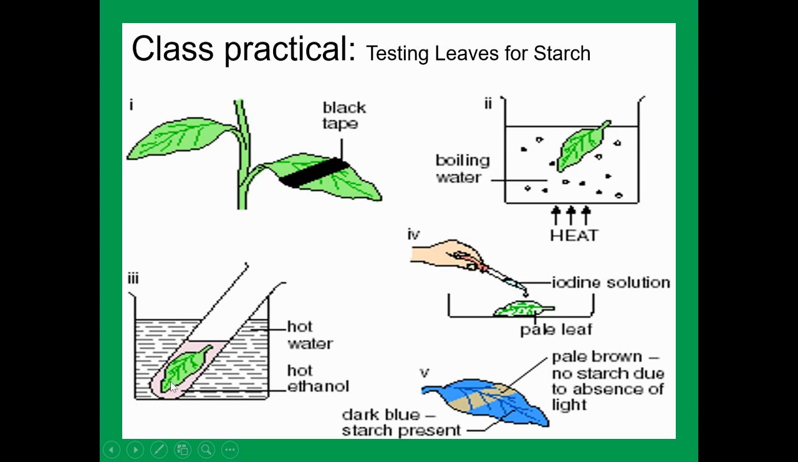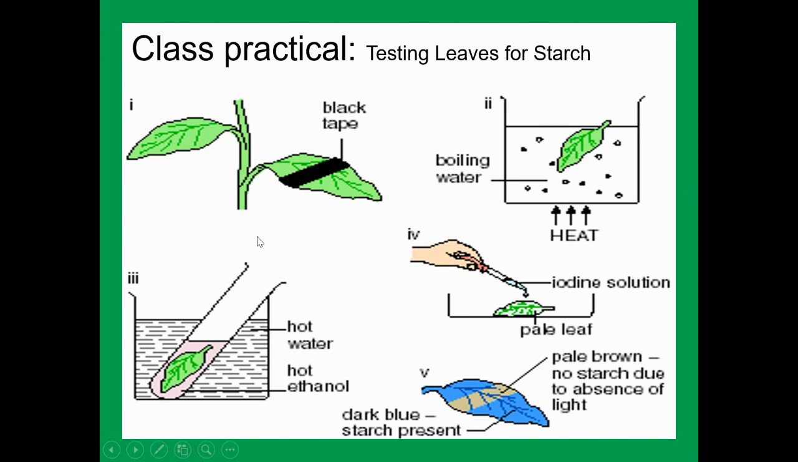Next, you have to boil it in ethanol, or at least put it in hot ethanol. Now, some of you will know ethanol is a type of alcohol, and what it does is it removes the chlorophyll from the leaf. Chlorophyll gives leaves their green color, so once you've put it in hot ethanol, it changes the color of the leaf and makes it go really pale. This is really useful because the test that we're doing is a color change, and it will allow us to see the color change a lot better.